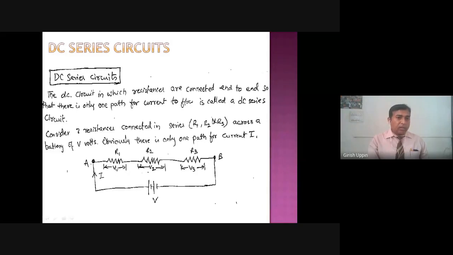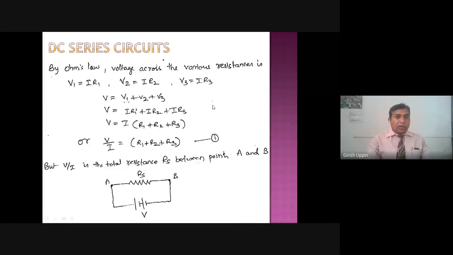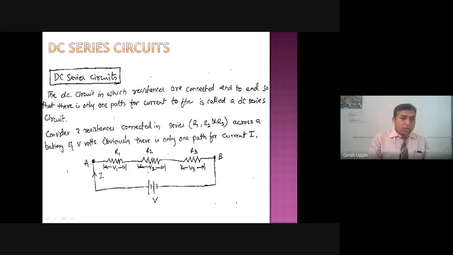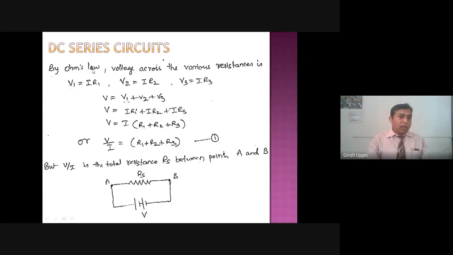So that is represented. V1 is the voltage across R1, V2 is the voltage across R2, and V3 is the voltage across R3. And we can apply Ohm's law at each of these resistors, right? We know the current is I, with R1 and V1; current is I, R2, V2; current is I, R3, V3. So we can apply Ohm's law. For the voltage across the various resistances, we can write V1 is equal to I into R1, V2 is equal to I into R2, V3 is equal to I into R3. These are the different voltages.